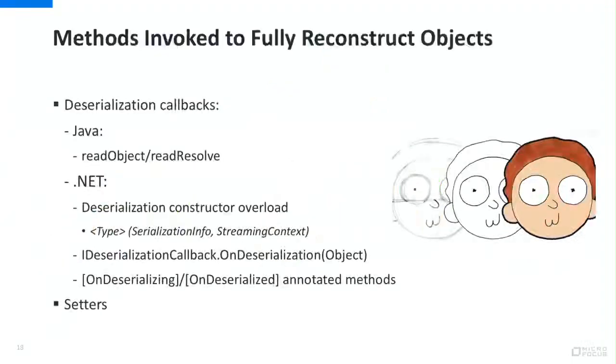However, apart from the default constructor, there will be other methods that will get invoked. Like, for example, in Java, we'll get the readObject and readResolve methods. And in .NET, the same thing. We'll have this deserialization constructor over here, deserialization callbacks, even some annotations that we can use to annotate methods that are going to be invoked by the framework in order to fully reconstruct the object, right? Same thing with XML and JSON. These libraries will normally just invoke the default constructor and then invoke setters in order to populate the data in the class types.